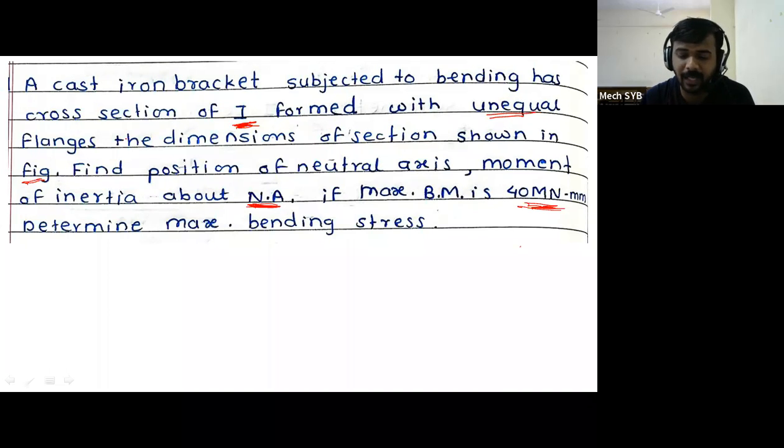If the flanges are unequal, then that I section will be considered as an unsymmetrical I section. But if both the flanges, that is the top flange and the bottom flange, have the same dimensions, then that section will be considered as a symmetrical I section. For the symmetrical and unsymmetrical I section, how to go for the Y bar calculation and the moment of inertia calculation, that also we discussed in the previous lecture. So find the position of neutral axis. To find the position of neutral axis, we have to calculate the CG point of the entire I section. It may be symmetrical and it may be unsymmetrical.